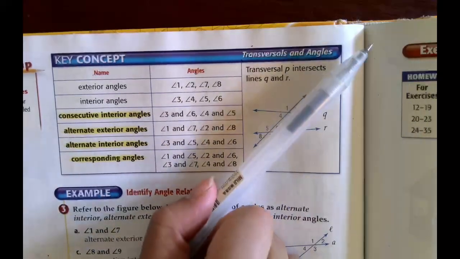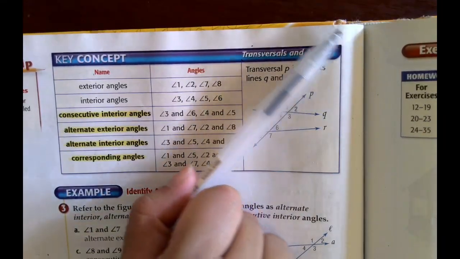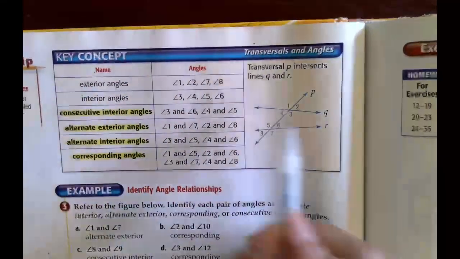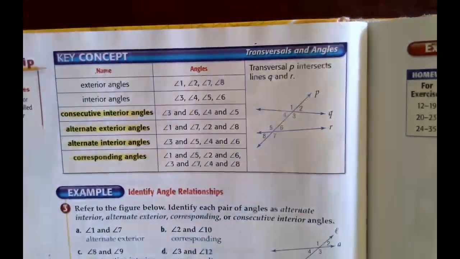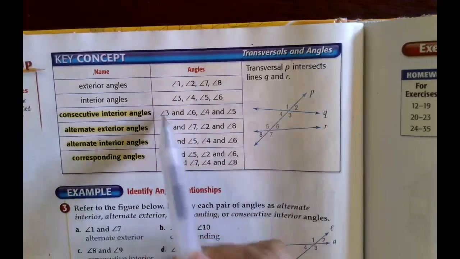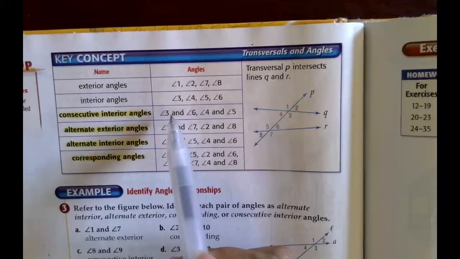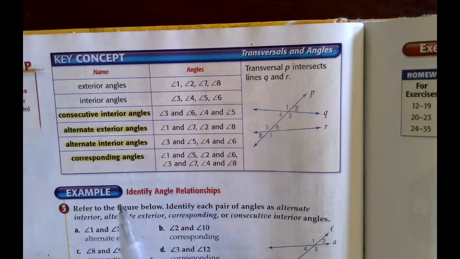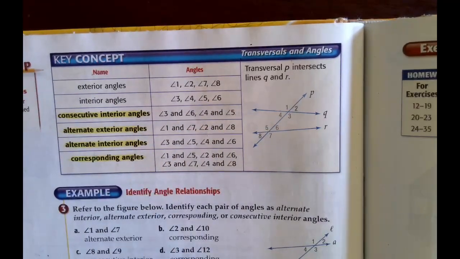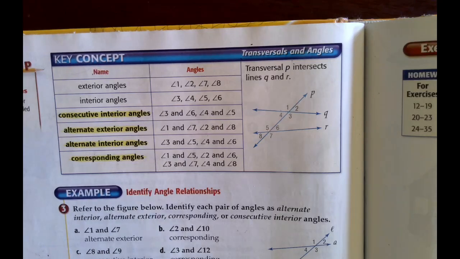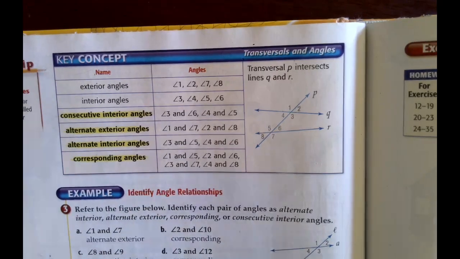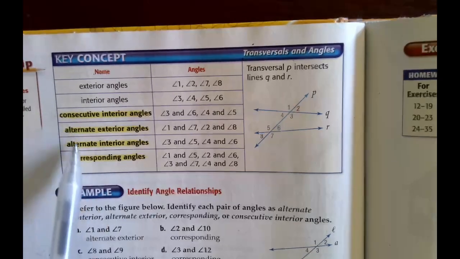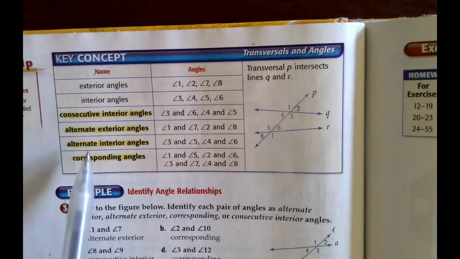Because they're on the same side of the transversal, upwards and to the left of P, and they are inside Q and R. So 3 and 6 go together as consecutive interior or same side interior, and angles 4 and 5 count too. Throughout the videos, you're probably going to hear me say same side interior rather than consecutive interior, but they're the same thing. The alternate ones: alternate means the opposite side of the transversal.